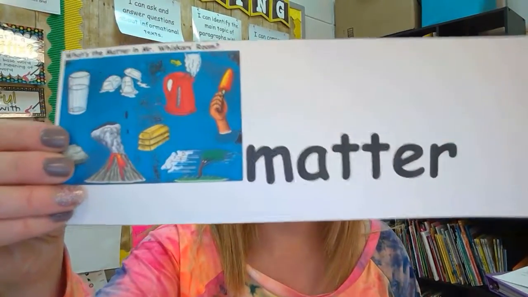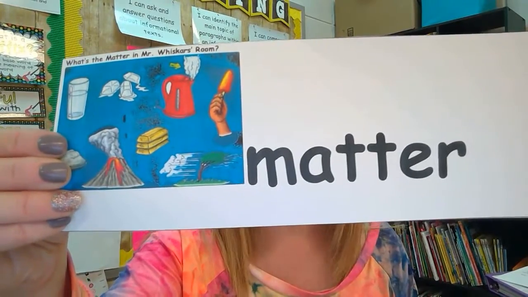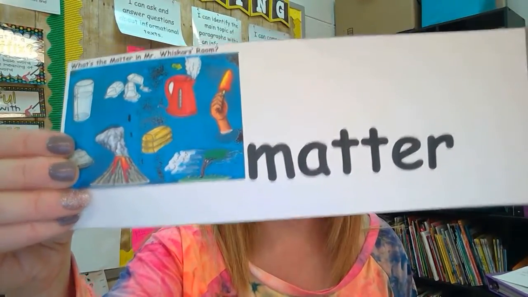Now, you've already learned your special words for this story. I'm going to review them one more time before we get started. And I want you to pay attention to these words, see if you can find them as we read, and we're going to see if we can use context clues as we read to help us figure out what the meanings of these words are. The first word is matter. Matter is anything that has mass and takes up space.